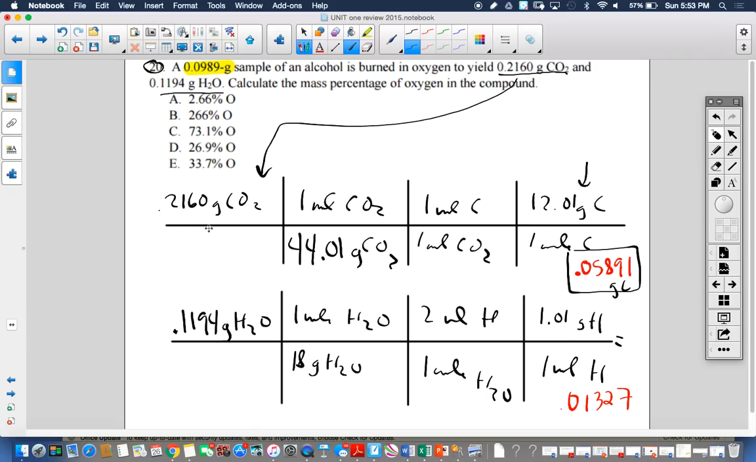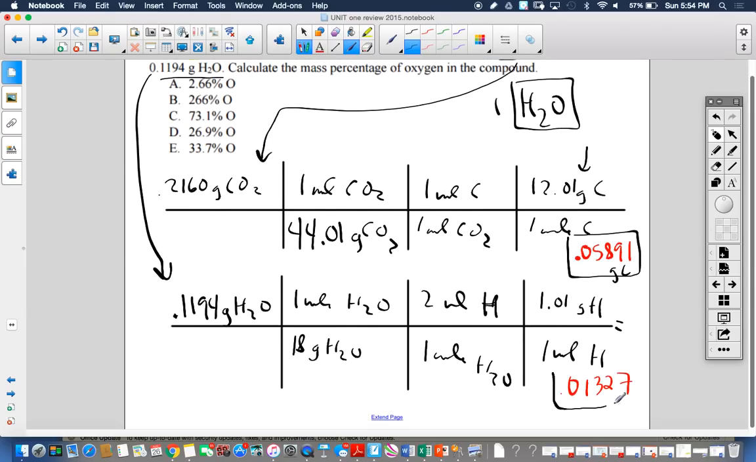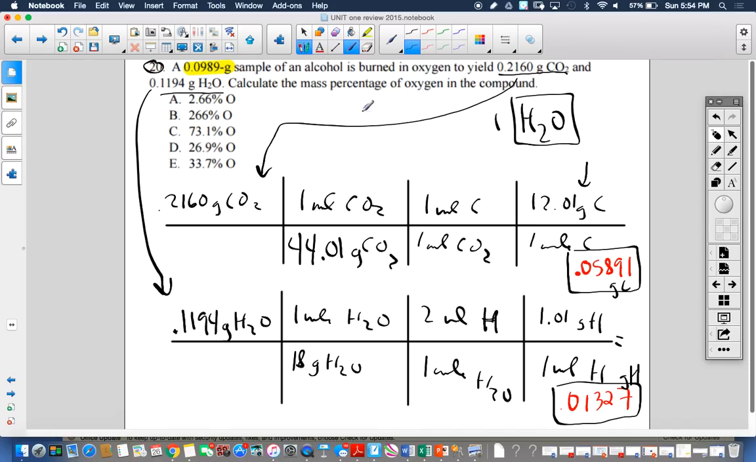Second step in a combustion analysis problem is you take the water, the 0.1194 grams of water. 18 grams is equal to 1 mole, 1 mole of water is equal to 2 moles of H, because the formula is H2O. So inside there, one of those has two H's, so that's where the 1 to 2 comes from. 1 mole of H is equal to 1.01 grams of hydrogen. And then I get 0.031327 grams of hydrogen.